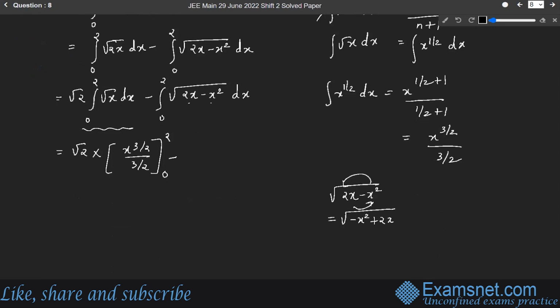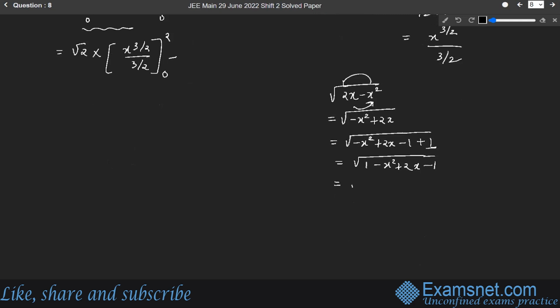Now, in order to make it a perfect square, let us add 1 and subtract 1. So it will be under root of minus x square plus 2x minus 1 plus 1. Because if we are adding 1, then we also have to subtract 1 to balance the expression. Now it can be written as 1 minus x square plus 2x minus 1. We have written this 1 as the first term.